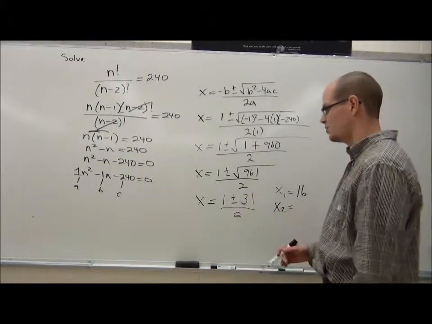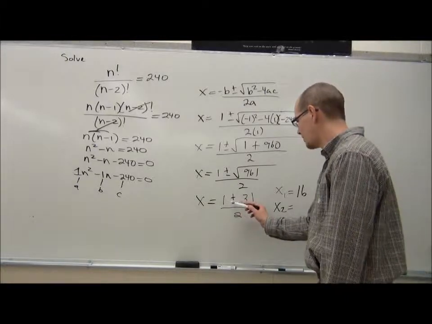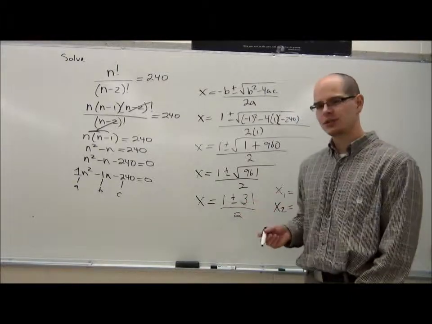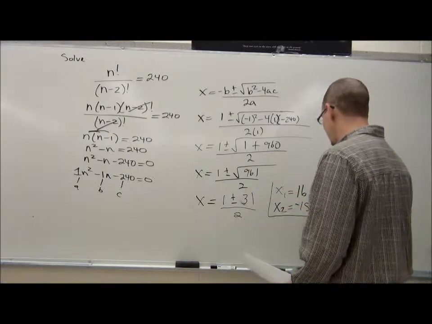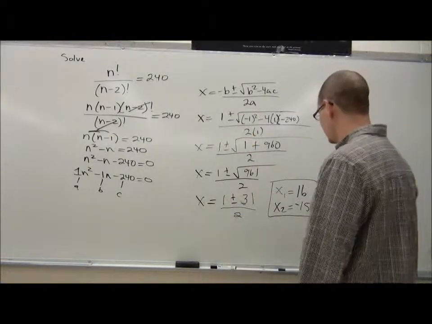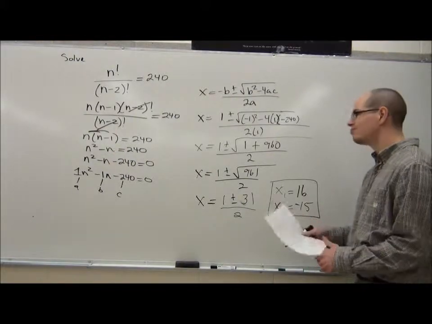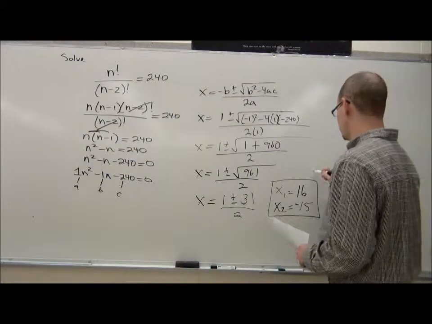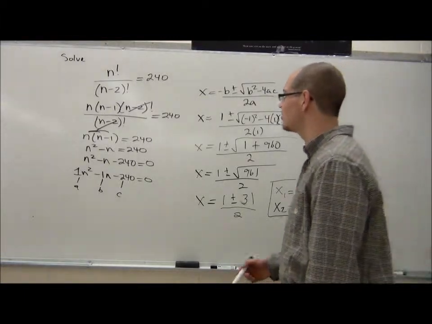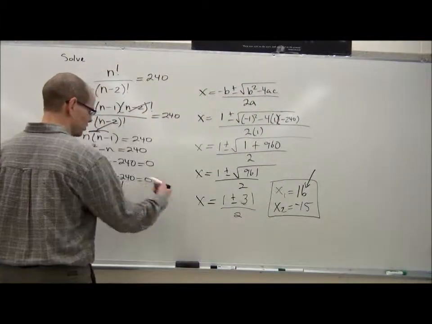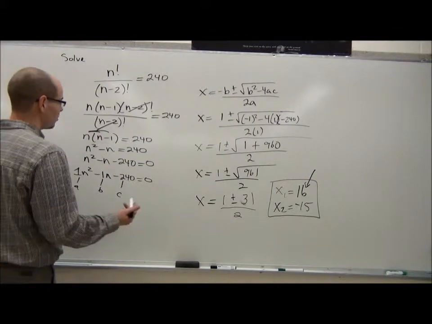Quadratic equations often have 2 solutions. The other one, 1 minus 31, is -30. -30 divided by 2 is -15. So you actually get 2 solutions to this thing. In most cases, we're going to use the positive solution. So in this case, x equals 16. I know that I all of a sudden switch from n's to x's. It doesn't matter. It's the variable you're using.